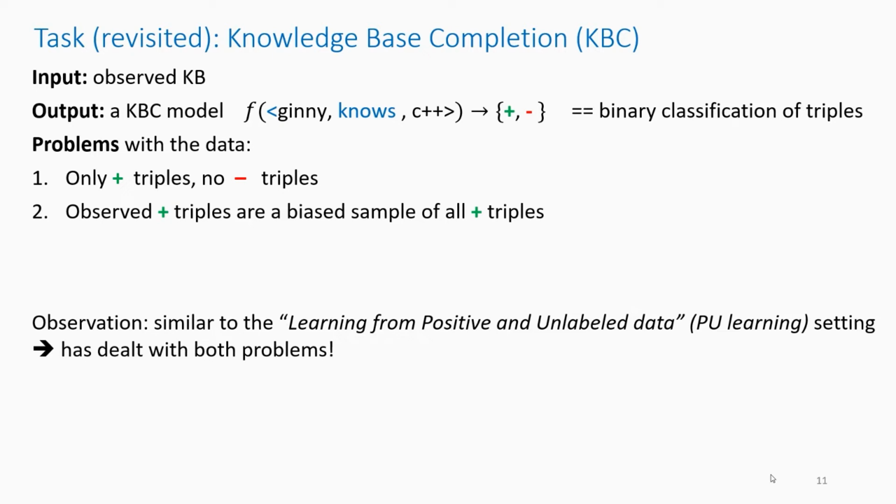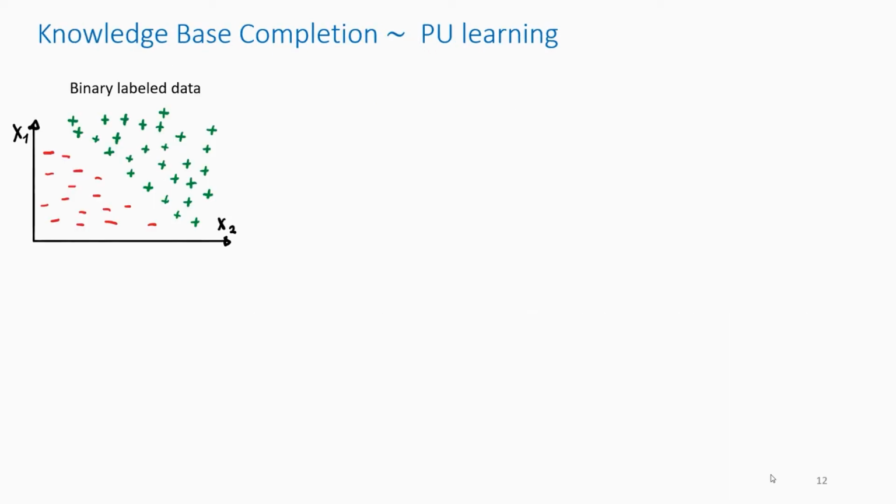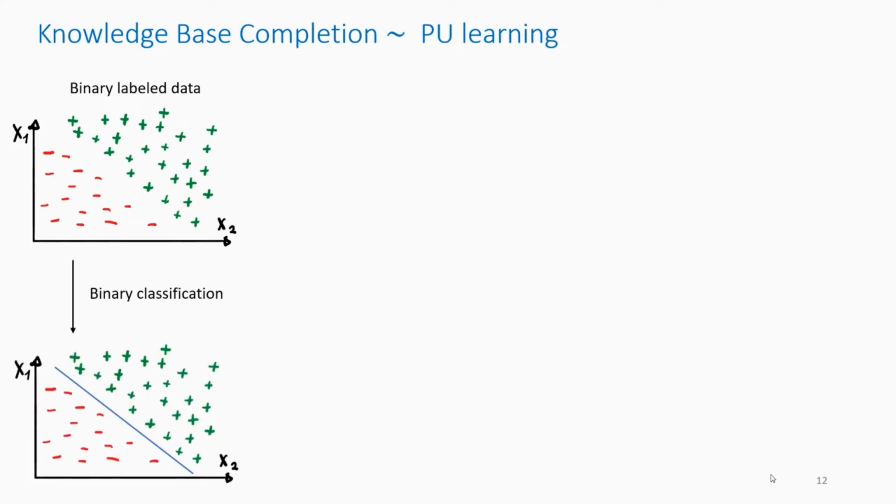Now, we note that this setting is very similar to the learning from positive and unlabeled data, or PU learning setting. The PU learning setting has dealt with both of these problems. So let's have a look at PU learning to see how they deal with it. So PU learning is very much related to binary classification. In binary classification, we have examples that are labeled either as positive or negative. The goal is to learn a binary classifier.